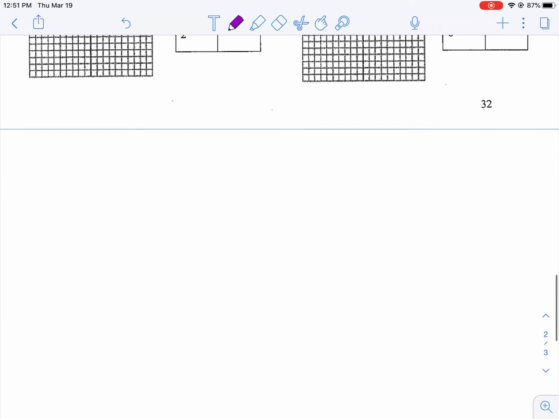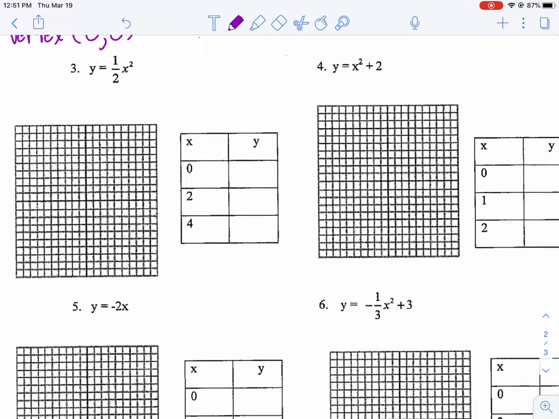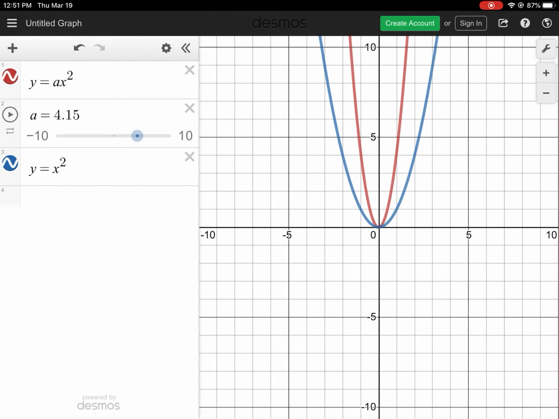All right, now we probably won't do all of these, but let's look at 1/2 x squared, and let's go back to Desmos. So what do we think that's going to be?